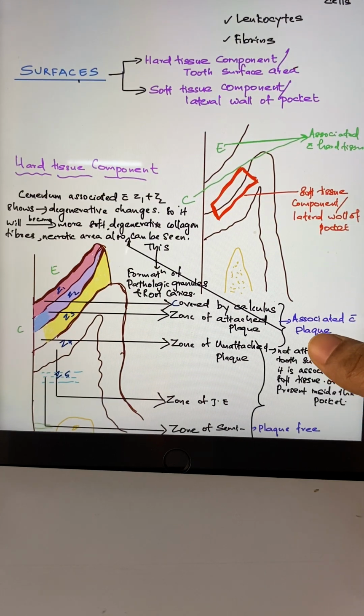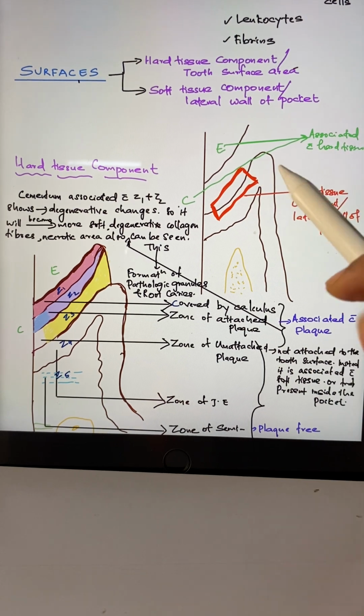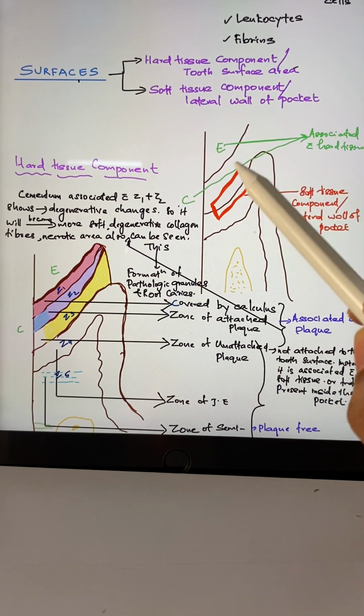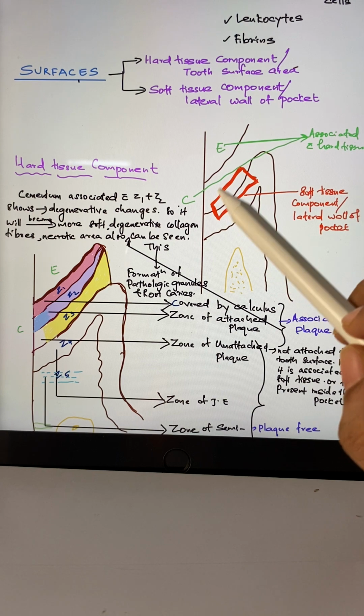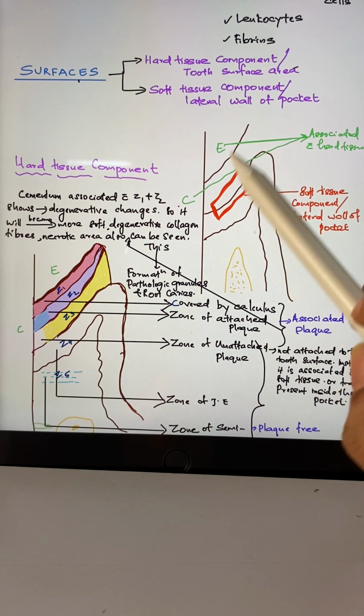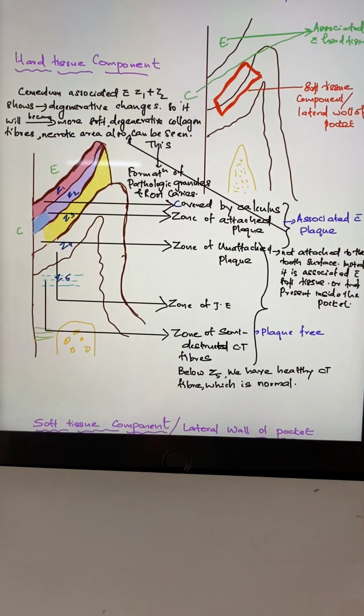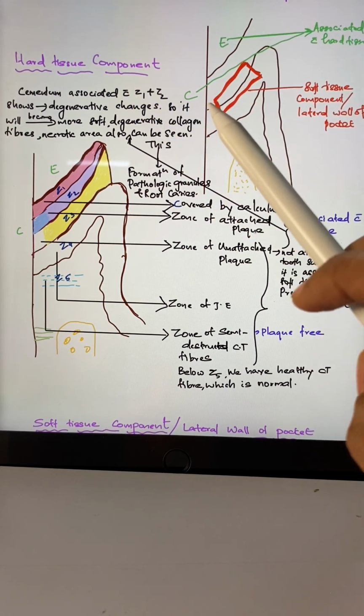Next we will see about the surfaces. There are two surfaces. One is the hard tissue component or tooth surface area. The other is the soft tissue component. The soft tissue component in the case of a pocket we will call the lateral wall of the pocket. First, we will see the hard tissue component.